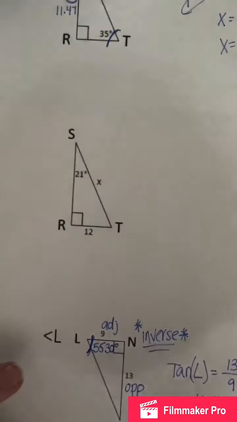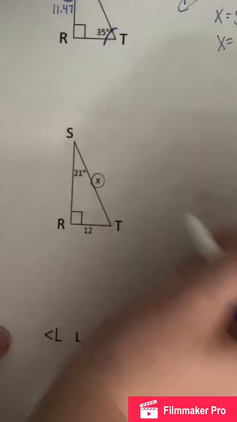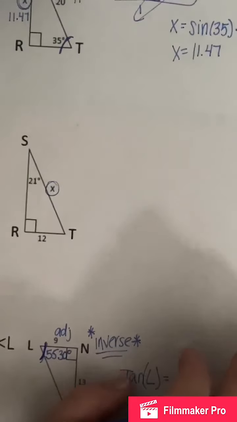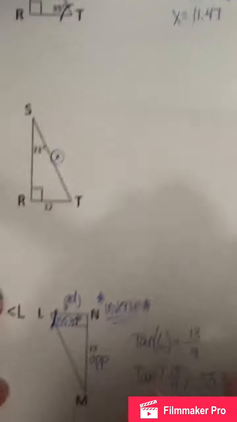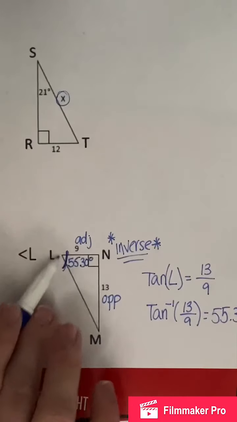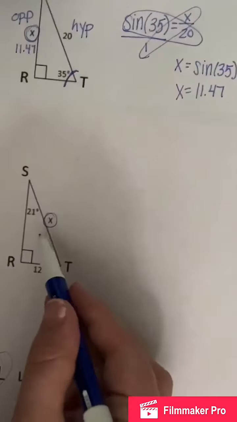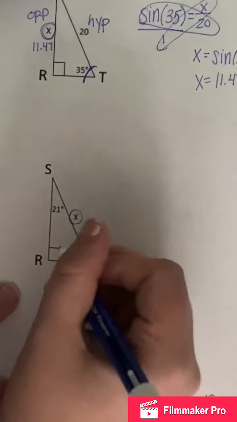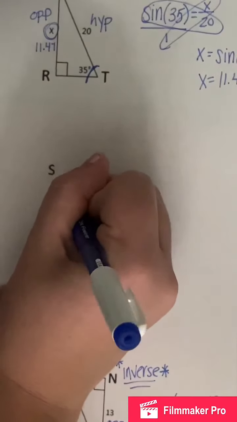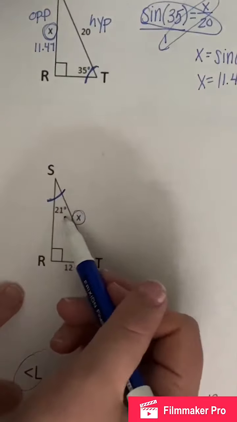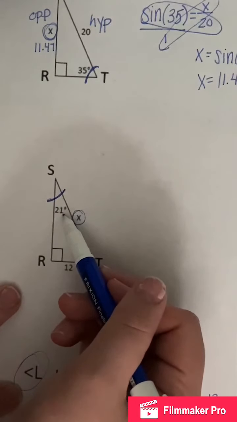Okay, one more where we have to find the side length. So this is the side we're looking for, which means, again, we're not using inverse. Inverse you only use when you're looking for an angle measurement. Here we're looking for a side. So we just set it up based off the angle given to us. So it gives us this angle is 21 degrees. So we label our sides.